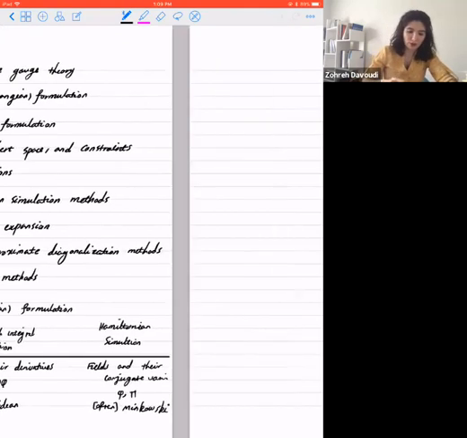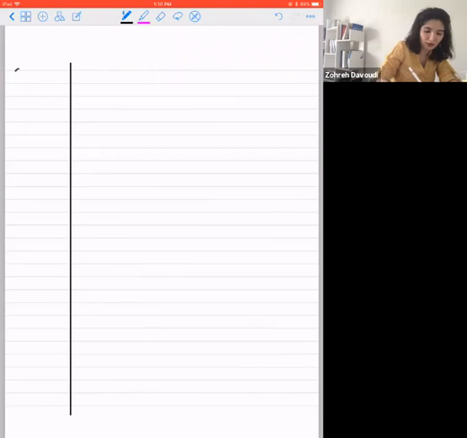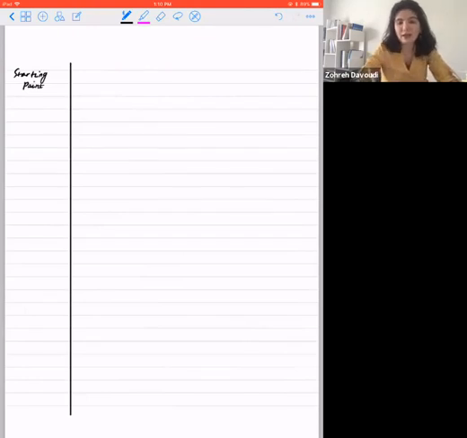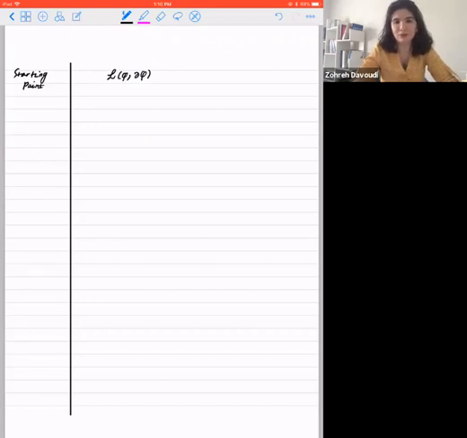So the starting point for a path integral formulation is, of course, the Lagrangian, which is written in terms of the fields and their derivatives. For example, in a scalar field theory, the Lagrangian would be a function of phi and derivatives of phi.